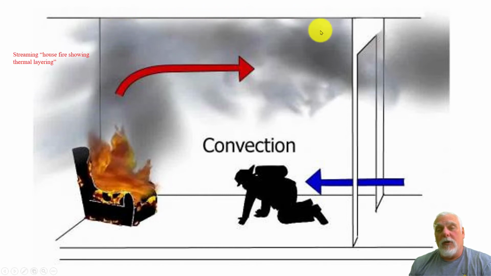The firefighter comes in. He's crawling. He's staying down low because he wants to avoid this very, very hot air up above. The hot air comes up and can escape out the doorway. That means that there's going to be less air pressure inside than there was.